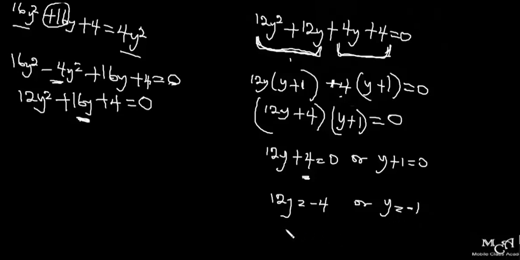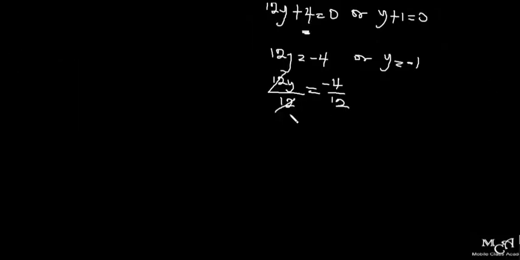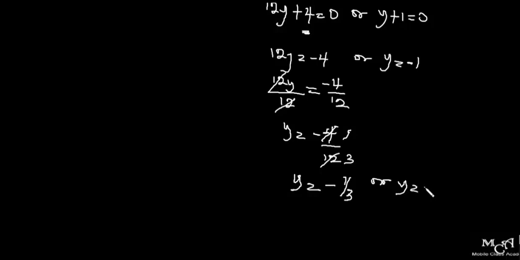I'm not done with this side. So what will I do? I'm going to divide through by 12 to keep the y to stand alone. So I'm going to do minus 4 over 12. So 12 goes here 1, 12 goes here 1. So we've successfully removed the 12 from the y. So our y now equals negative 4 over 12. 4 goes here 1, 4 goes here 3. So our y equals negative 1 over 3, or y equals negative 1.